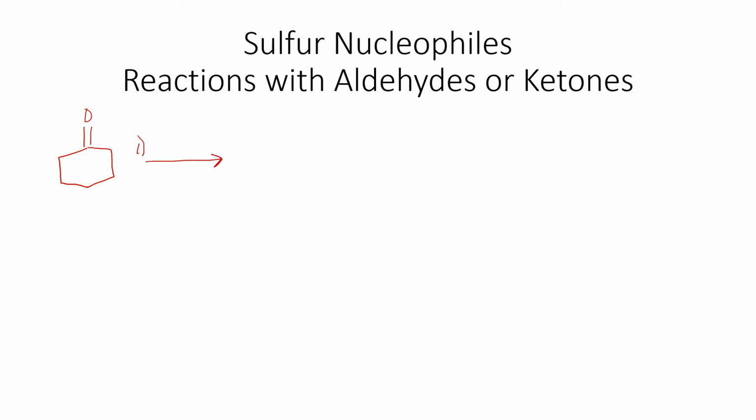So see here we have this ketone under acidic conditions, reacting it with one equivalent of this dithiol, and then reacting it with Raney nickel. We will get the cyclic alkane.